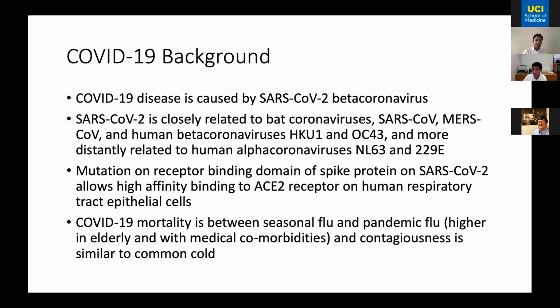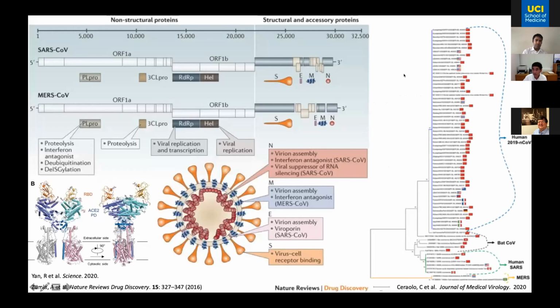And the reason that this was able to infect humans is that the mutation on the receptor binding domain of the spike protein allows it to bind to the ACE2 receptor on the human respiratory tract epithelial cells. And the mortality is likely somewhere between seasonal flu and a pandemic flu, higher in elderly and medical comorbidities. Contagiousness is pretty similar to the common cold. On the left is shown the different genes of the virus and the structure of the virus, as well as how the virus binds to the receptor on the lung epithelial cell.